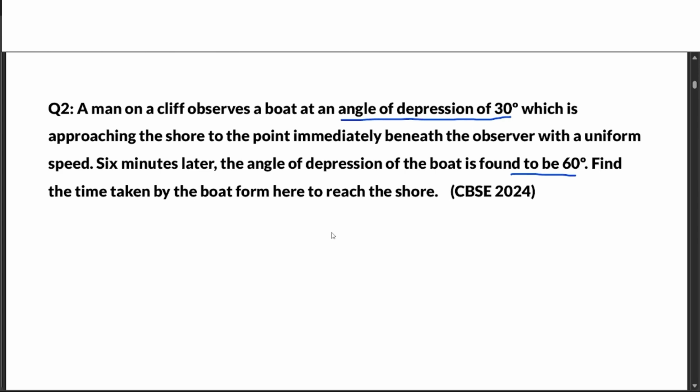We have to first draw the diagram. Always draw the diagram so you can understand the figure. First it says the boat is at, let's say, point P, approaching the shore immediately at uniform speed. Here this is our observing point A. Now this is our figure. This is the shore, and the shore is B basically.